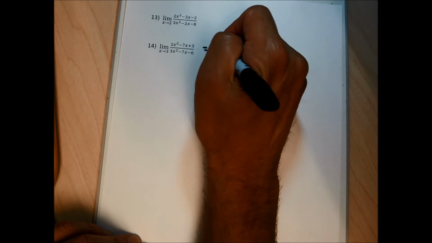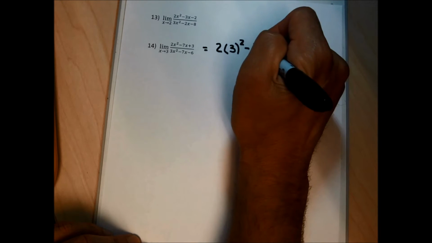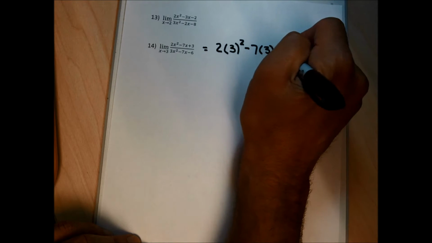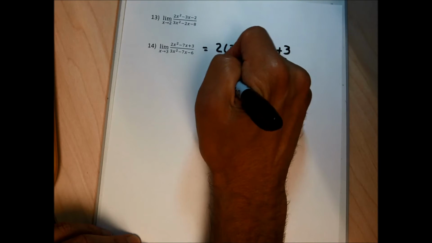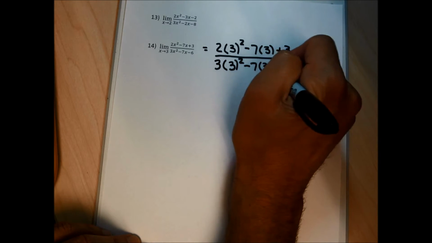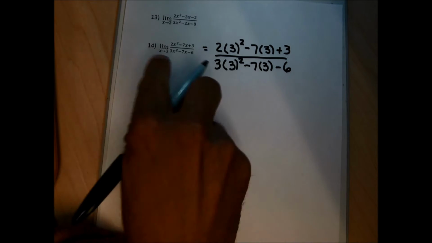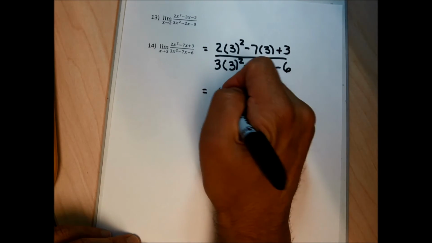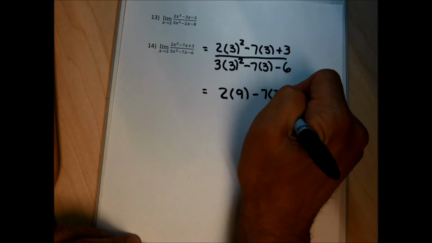Problem 14 is really unfortunate because it's going to require bottoms-up factoring, or factoring that's harder than usual, but we're in calculus, so we should be able to handle some harder factoring. But maybe I'll get off lucky in problem 14 and just be able to plug in and be done. So I plugged in the 3's for the x's because that's what I'm finding the limit at. Now I'm going to do the exponents first. So I get 2 times 9 because the 3 squared is 9 in the numerator.